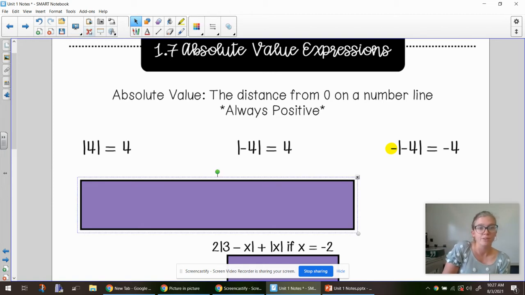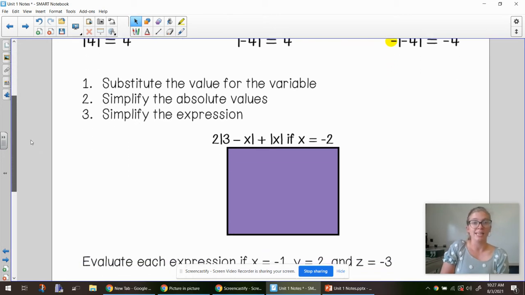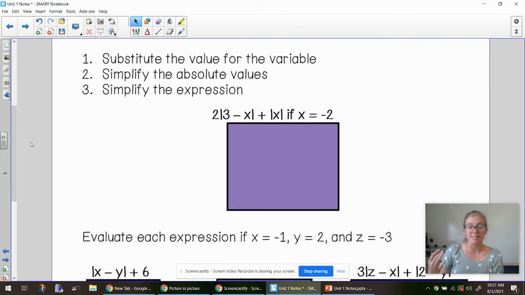Here are our steps for evaluating absolute value. We're going to substitute the value in for the variable, just like we were evaluating in the last video. We're going to simplify the absolute values first, then we're going to simplify the expression. So let's work on this one together. 2 times the absolute value of 3 minus x plus the absolute value of x if x equals negative 2.